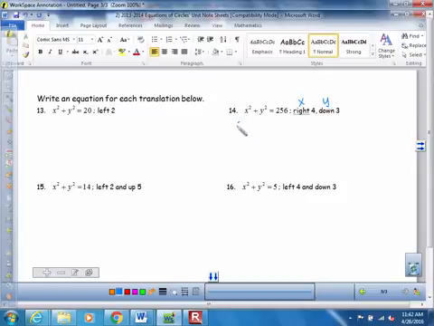So this would change to x, and since this is a positive 4, this is negative 3. When I plug it into the parentheses, it should be x what? Minus 4 squared plus y plus 3 squared. And then my 256 doesn't change. It just stays the same.